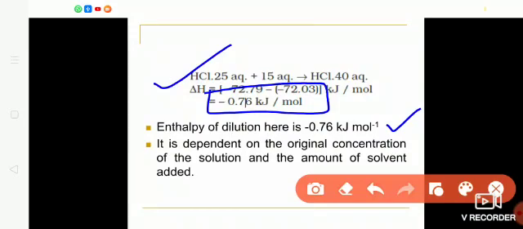The enthalpy of dilution depends on two factors, and these are the original concentration of the solution and the amount of the solvent added.